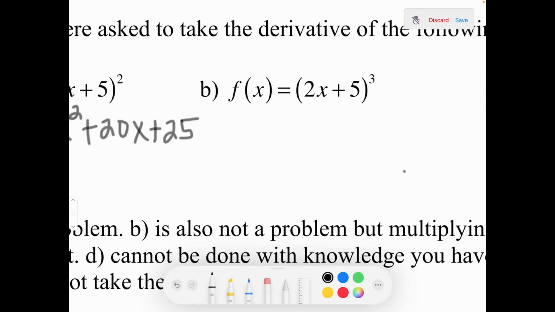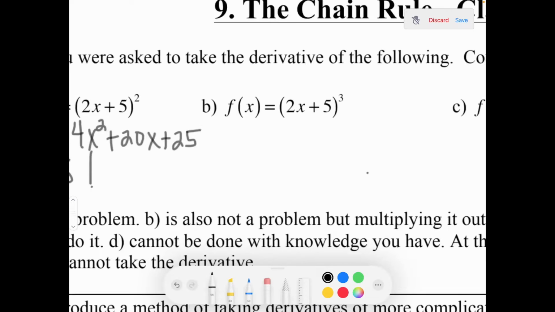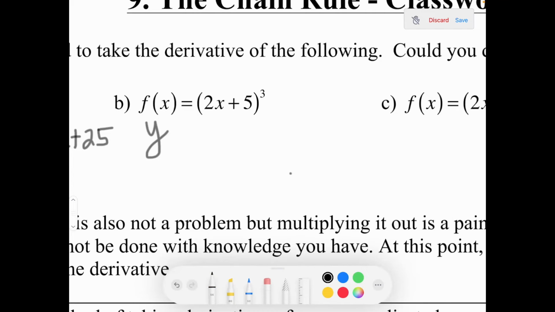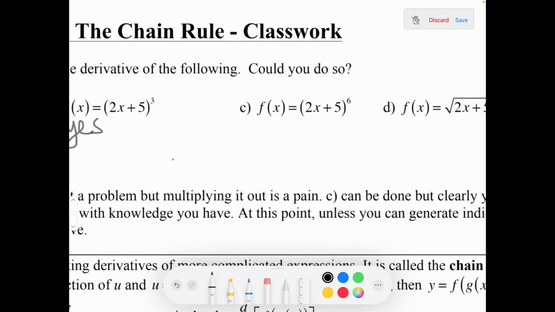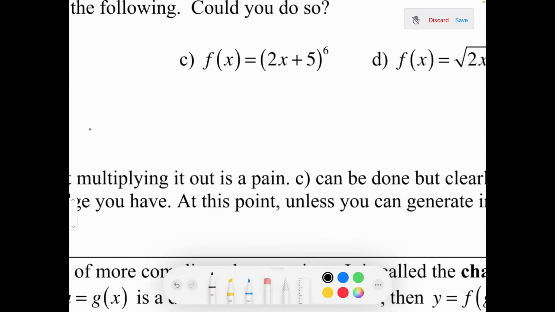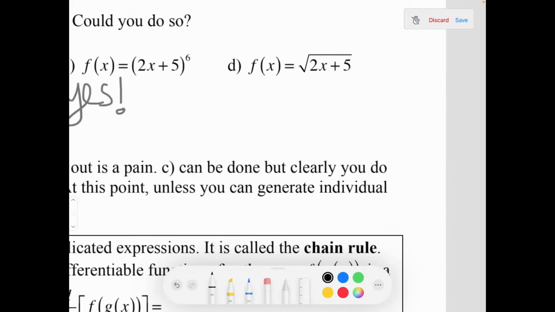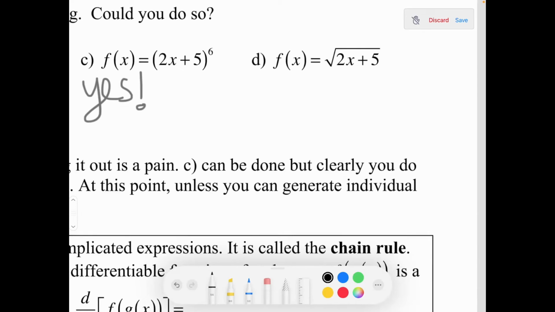Part B, yes, we still could multiply this out, but it wouldn't be very convenient. We don't want to do third power, but we could. Sixth power, yes, we still could multiply that out. It would be very time consuming, very taxing, but we could multiply that out.